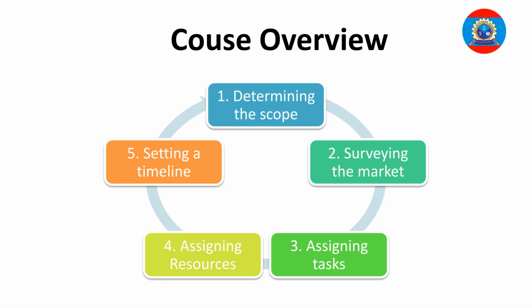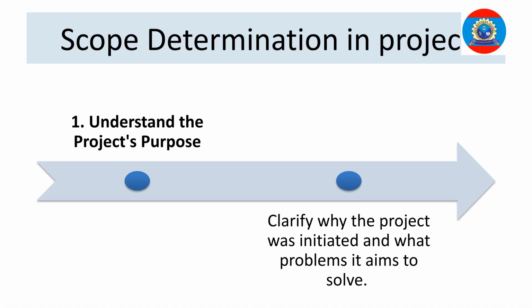The course overview includes determining the scope, surveying the market, assigning tasks and resources, and setting a timeline. These are key steps in the project lifecycle. The first step in scope determination is to understand the project's purpose. Clarify why the project was initiated and what problems it aims to solve.